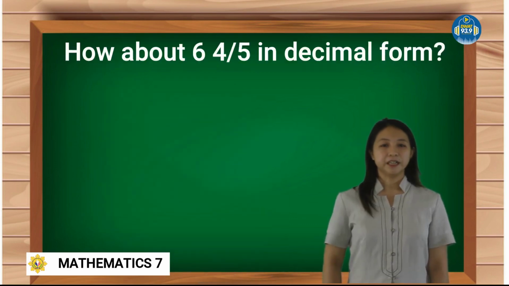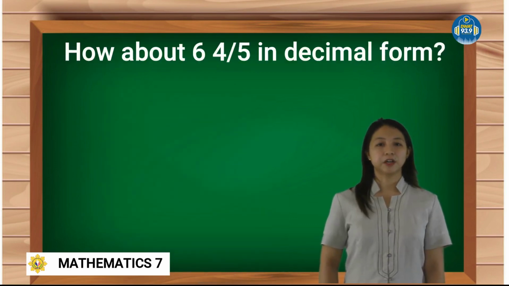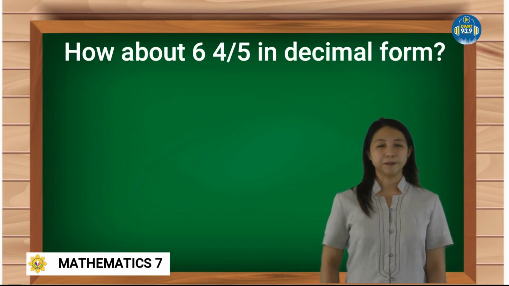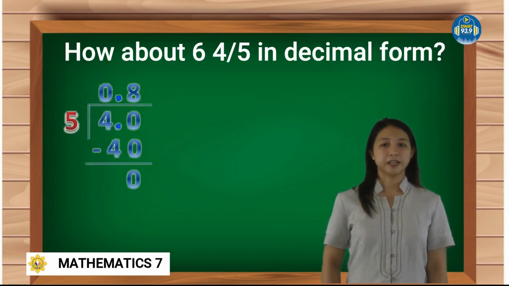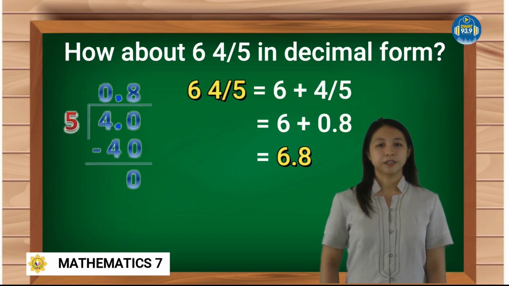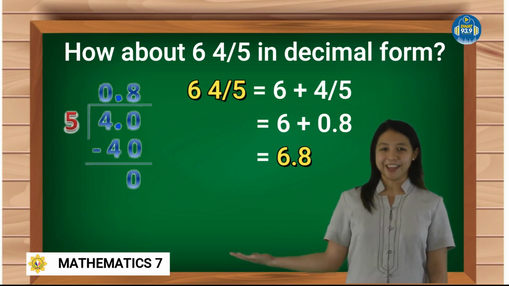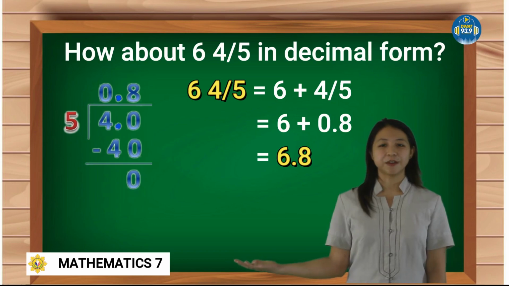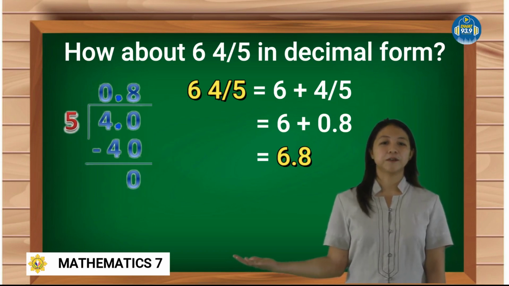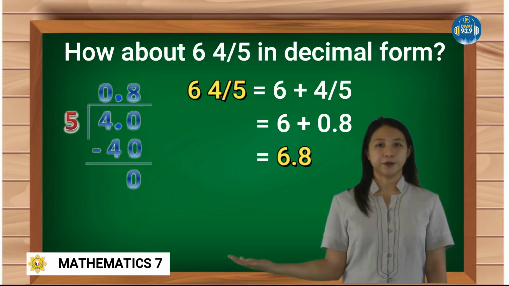For letter B, let us convert 6 and 4/5 into decimal. For mixed numbers, just set aside the whole number and work on its fraction part. So, dividing the numerator 4 by the denominator 5, then the answer is 0.8. This means that 4/5 is equal to 0.8, thus 6 and 4/5 is equal to 6.8.